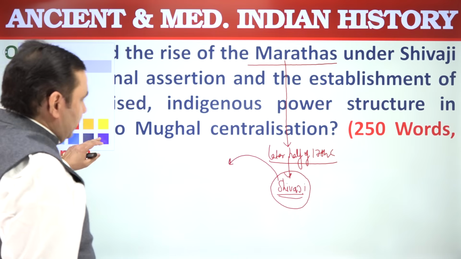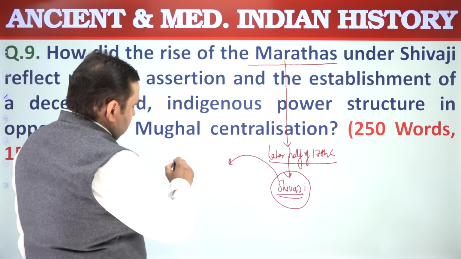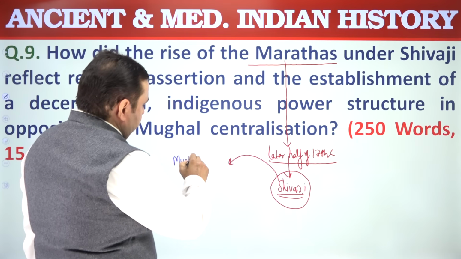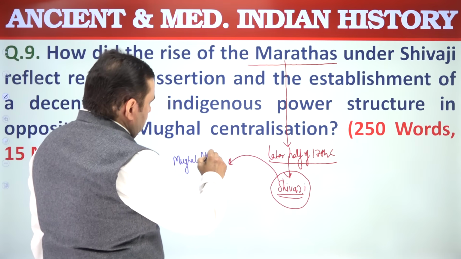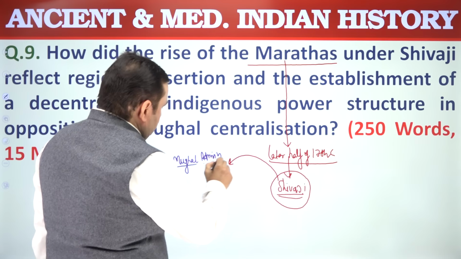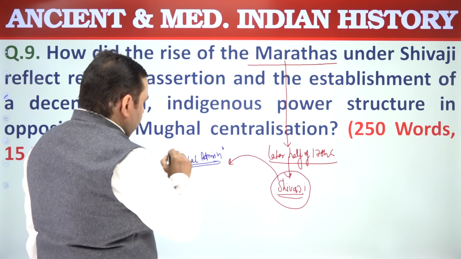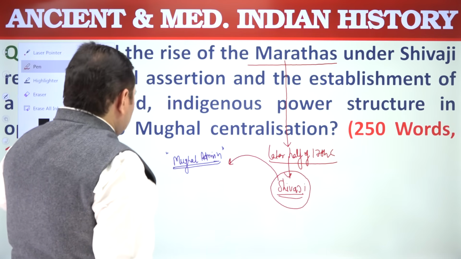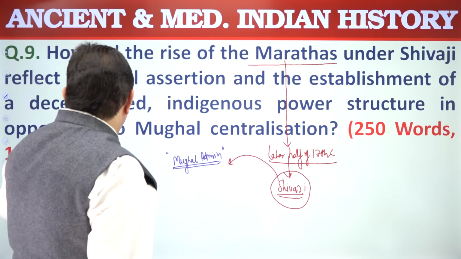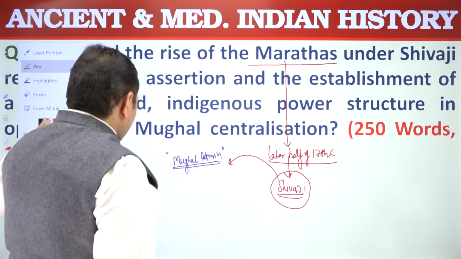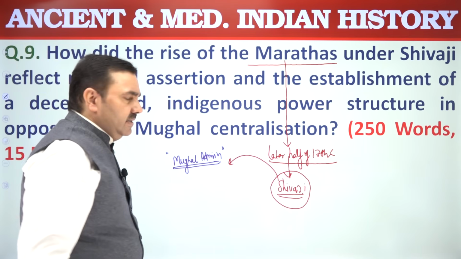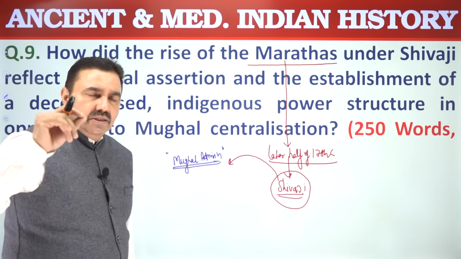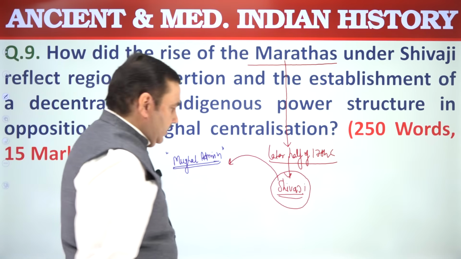Right, about the Mughal administration. Mughal administration was centralized, top-heavy, bureaucratic, and highly complex. Under Aurangzeb, because when Marathas were emerging, Aurangzeb was coming to power. You remember the date, 1658. Shivaji started his journey in 1646 when he conquered Javli.